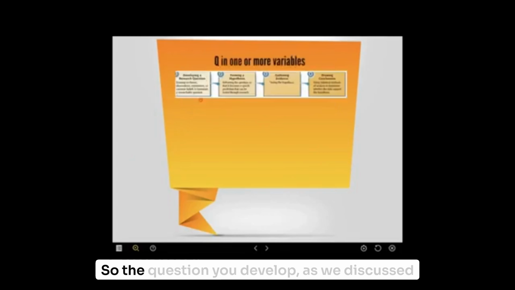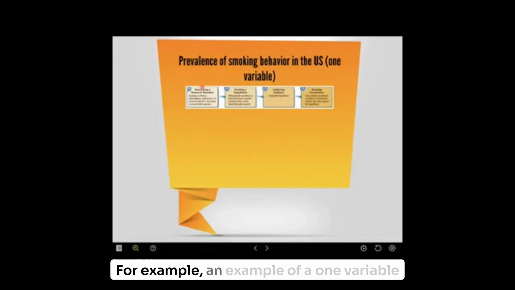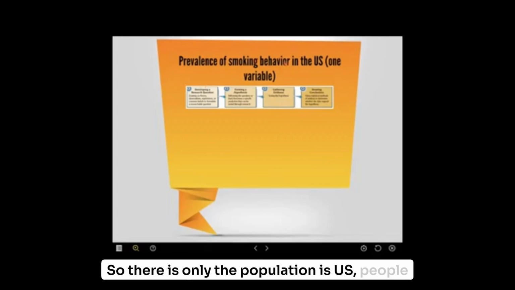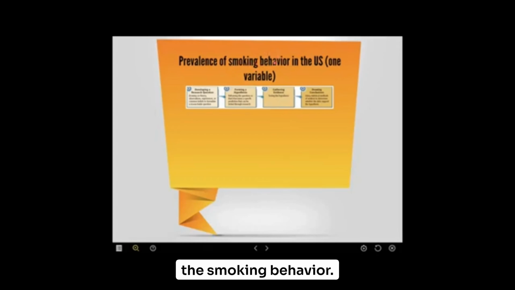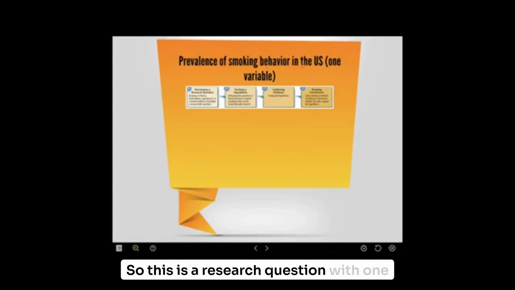When you develop a question, as we discussed earlier, research questions are about a population. They're about a variable in the population, or about two or more variables and their relationship in the population. For example, a one-variable question would be the prevalence of smoking behavior in the US. The population is people in the US, and the variable of interest is smoking behavior. Your question is about the frequency: what percentage of individuals in the US smoke. So this is a research question with one variable.